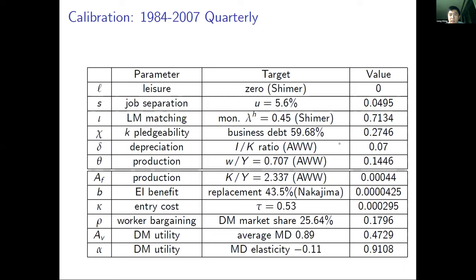I say this whenever somebody does what you just did, and I'm hoping the profession will ultimately catch on. Shimer did not invent the number zero, nor did he invent 0.45. The idea of calibration in modern times is not to pick parameters out of the literature, but to pick parameters to match targets in the data. You might say in a footnote that Shimer picked an equally silly value for leisure, but you don't want to give him credit. This is not jealousy or anything. It's just not good science to think that Shimer is responsible for zero being the value of leisure.